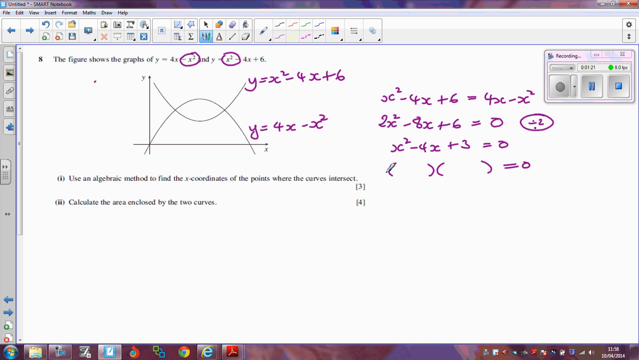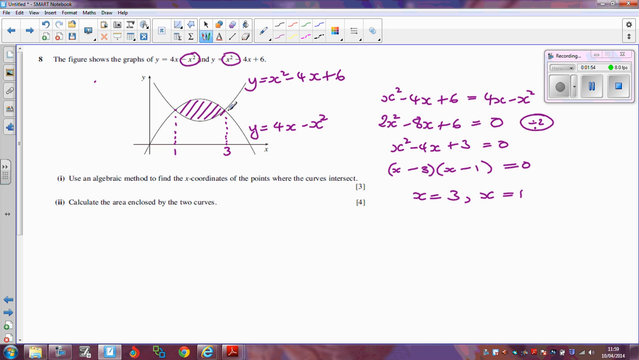If I now factorize, I'm going to have x and x, and two numbers that multiply to make 3. It's going to have to be 3 and 1, but they're both going to have to be negative so that I get minus 4x. The solutions to that are x equals 3 and x equals 1. So what that means is that at this point here, x must be 1, and at this point here, x must be 3.